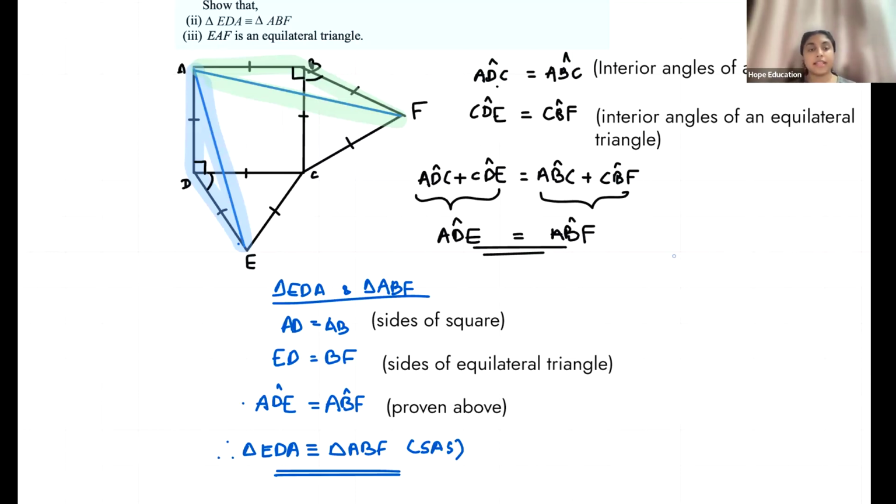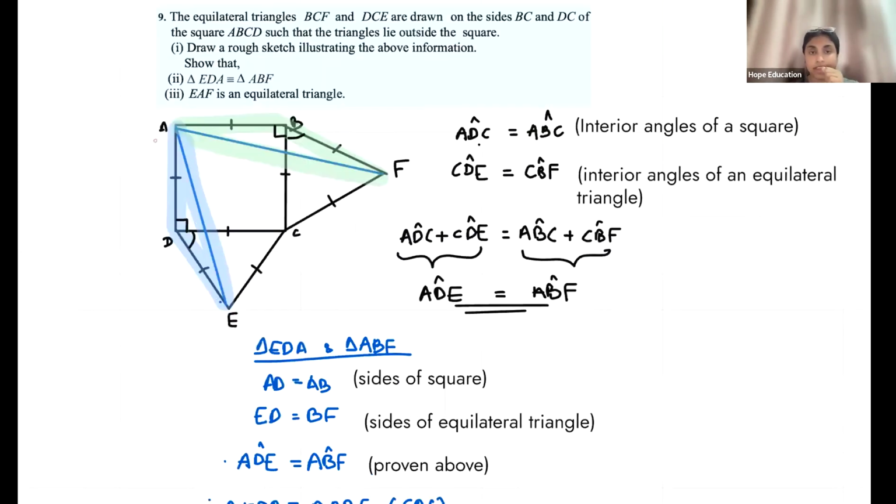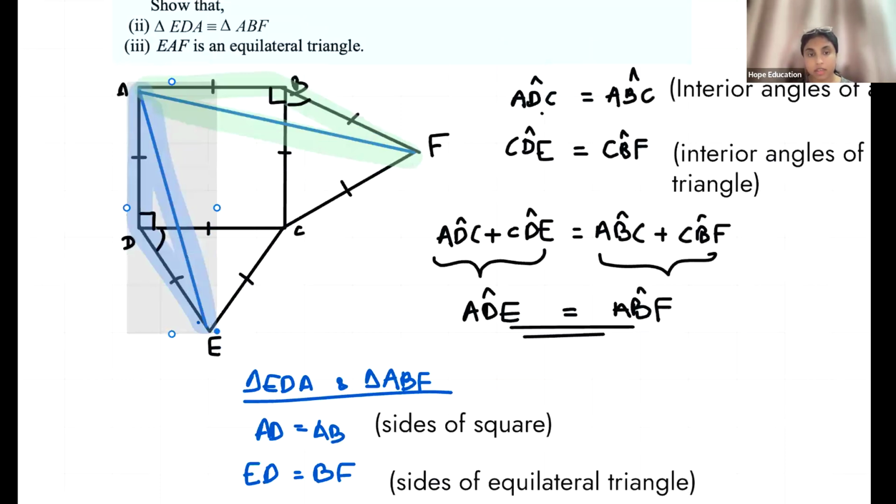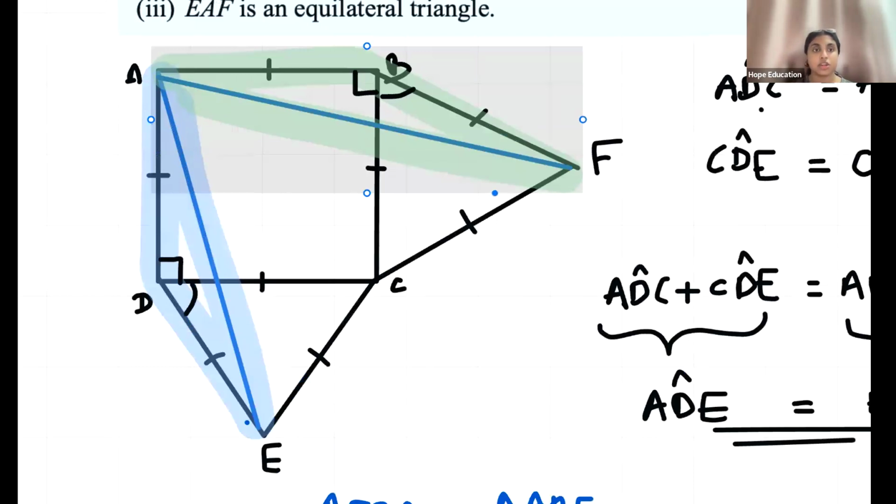All right. Let's move on to the next one. EAF is an equilateral triangle. First of all, EAF is not a triangle here, right? We have E, we have A, we have F, but we don't have a triangle putting them together. So what I'm going to do is draw a line here. E and A there's a line, A to F there's a line, but E and F are not connected by a line. Hence, I will draw a line as such.